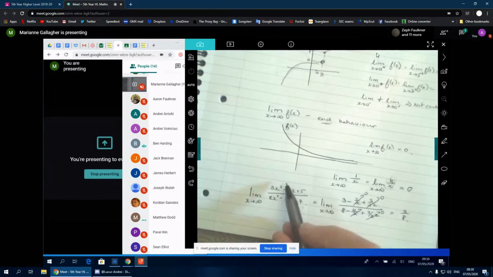And that function will get closer and closer to as x gets bigger and bigger and bigger. So if you're doing the limit as x tends to infinity, you divide the top and the bottom by the highest power of x.